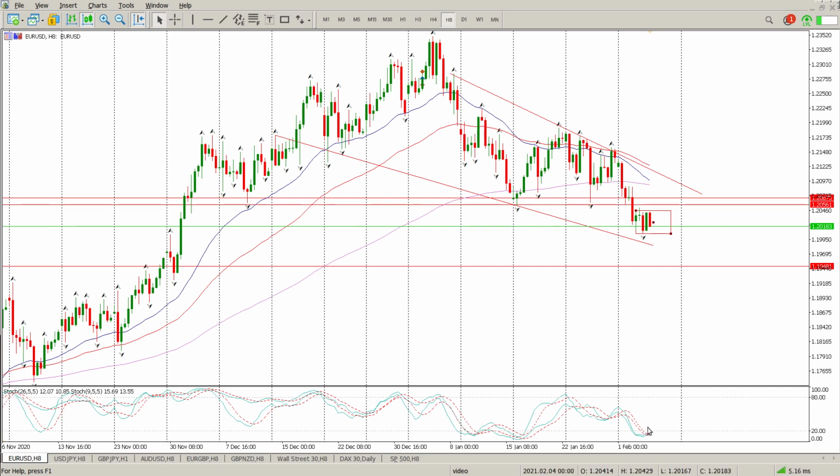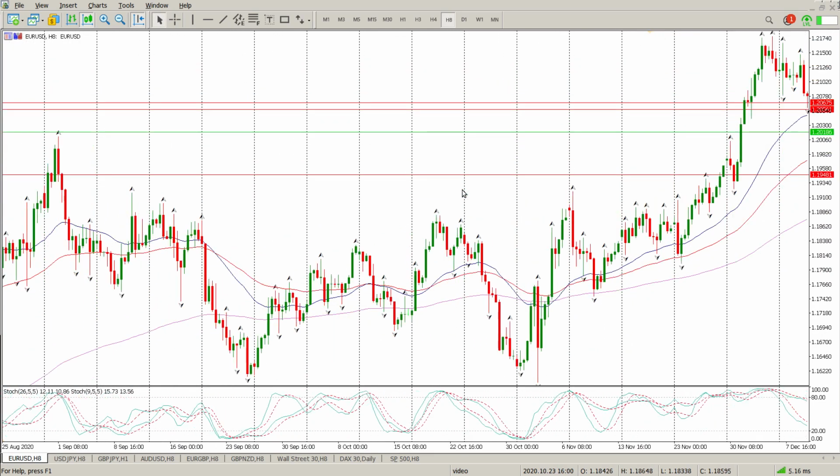Look at the oscillators at the moment. We've grouped and crossing, but we need to get back above this 20 line before we have any confidence there. But we do have divergences as well. So there's a low, higher low, low, lower low. So we have divergences, which does typically indicate something is brewing.